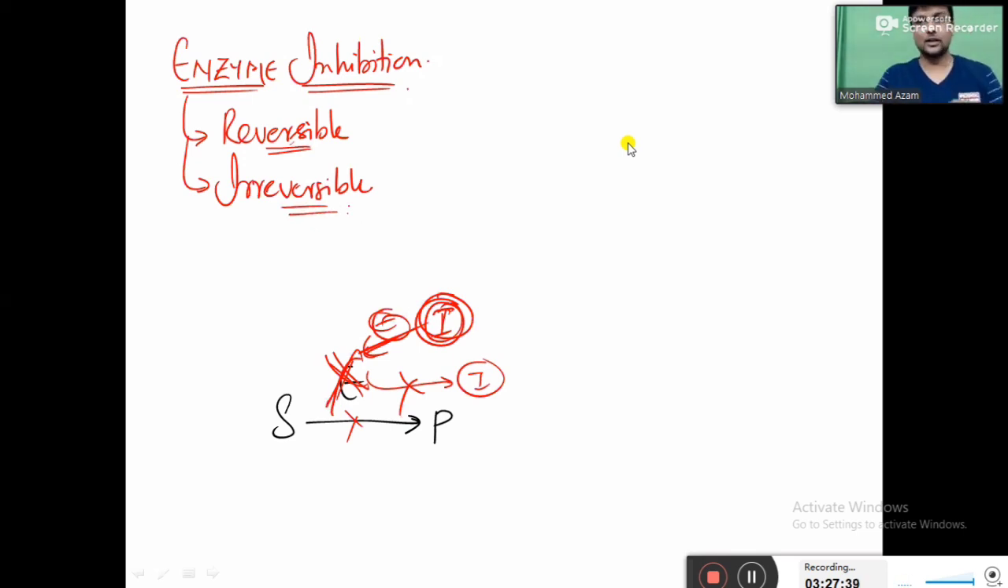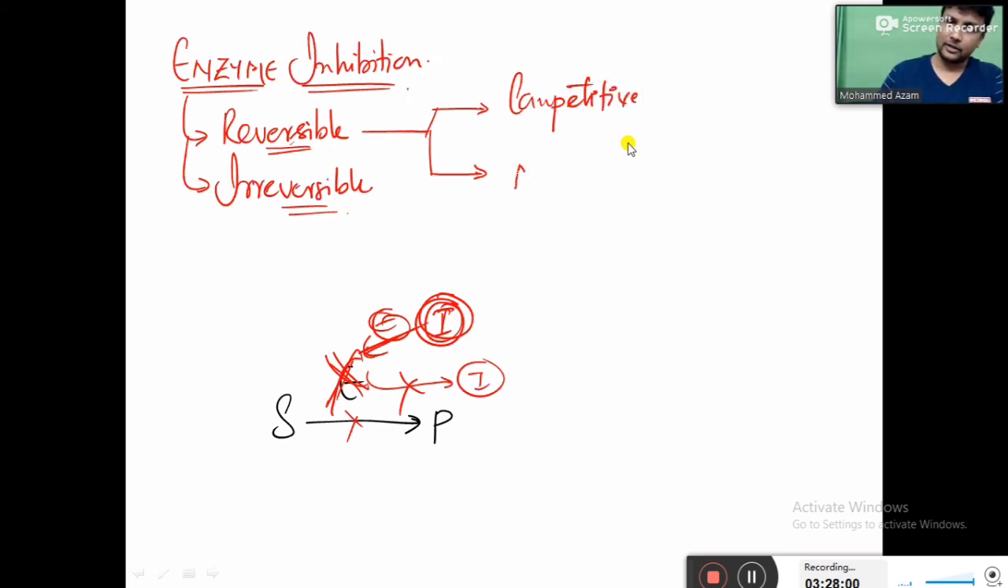So therefore, my dear friends, enzyme inhibition will be of two types: reversible, irreversible. You don't even have to worry about their definition. They will never ask you in the exam. It's there in the name itself. What they will ask you in the exam, and they will ask you for sure, is in reversible inhibition. Reversible will be competitive and non-competitive inhibition. So again, it is divided into two categories: one will be the competitive inhibition, another one will be the non-competitive inhibition.